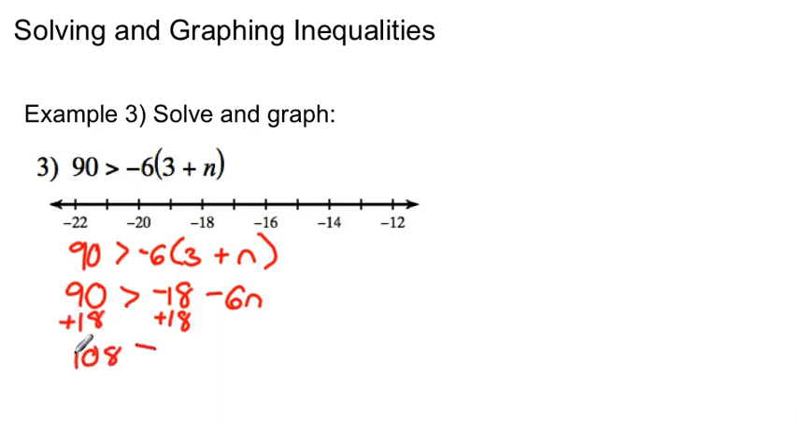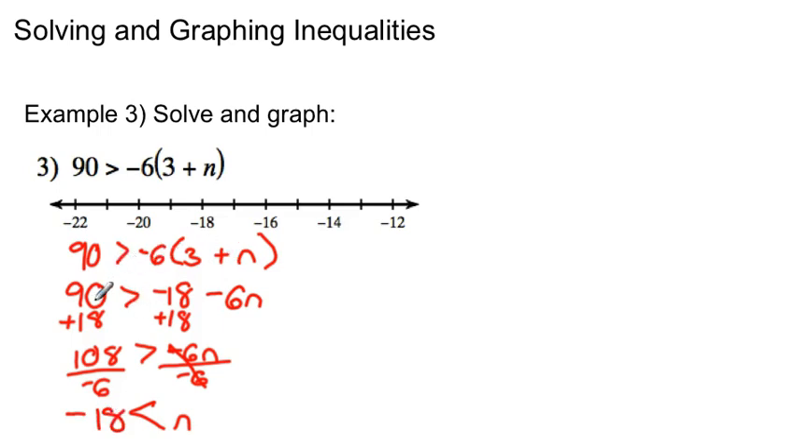So I would get 108 is greater than negative 6n. I still want to isolate the n, so I have to undo multiplying by negative 6, which I do by dividing over here. This is going to cancel out. And now I'm left with this situation where I have divided by a negative 6. So I have to flip that inequality, and now we just have to get this, which would be negative 18.